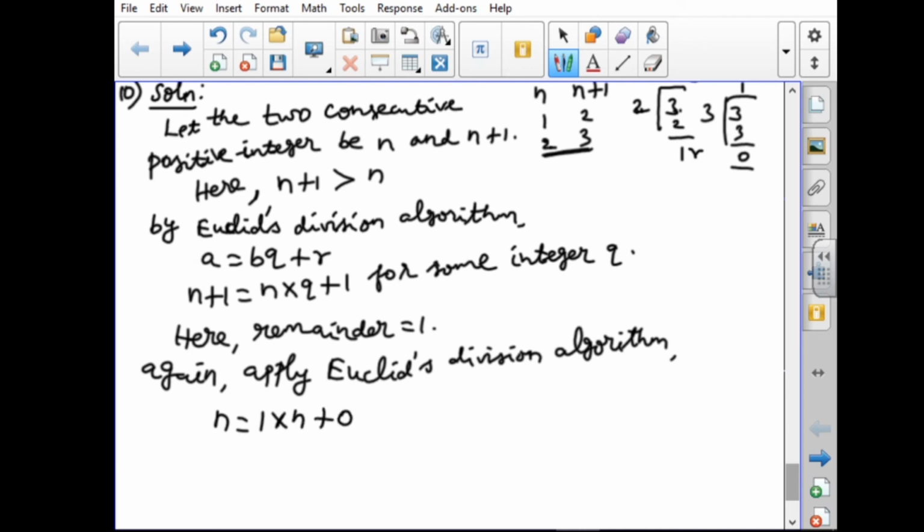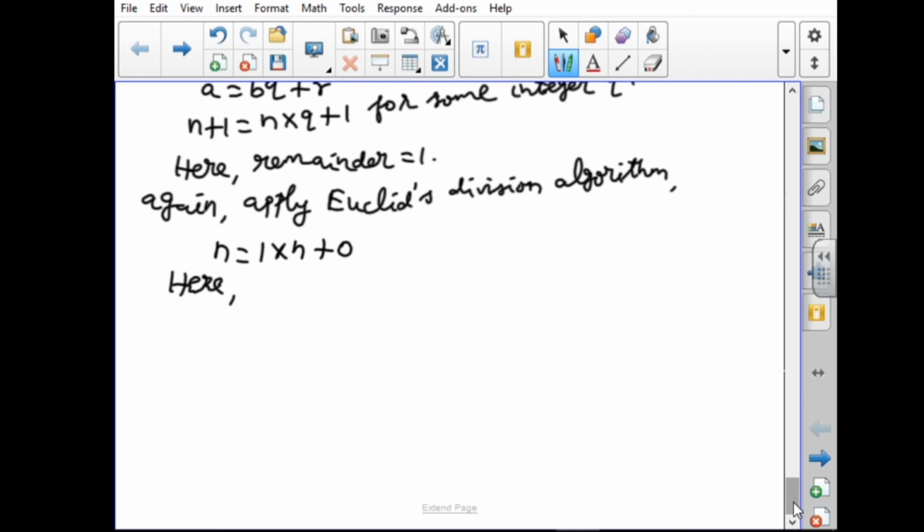We can write it like this. In this step the remainder is 0, which means we get the HCF. Here the remainder equals 0, and the remainder equal to 0 means we get the HCF. Here what is the HCF? 1 is the divisor, so that is the HCF.